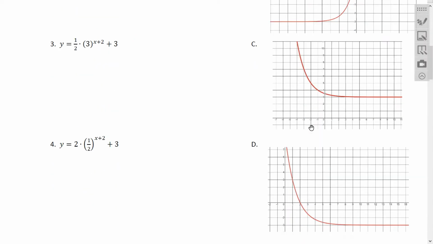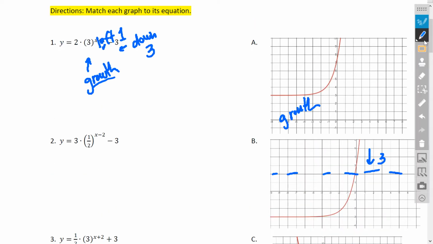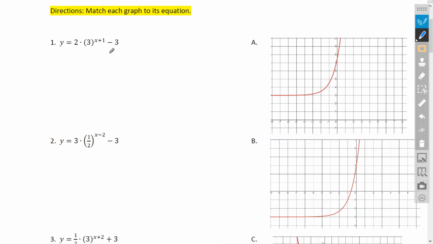We look at letter C and D. These are both decay graphs. Okay, so it's definitely not C or D, and it was not A. So number 1 is actually letter B. So we know B is taken, so let's keep that in mind as we look at the next one.